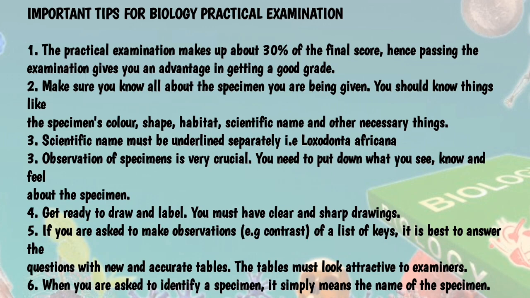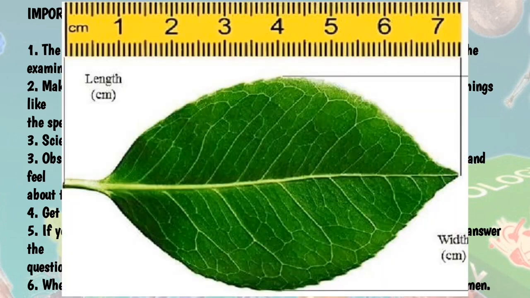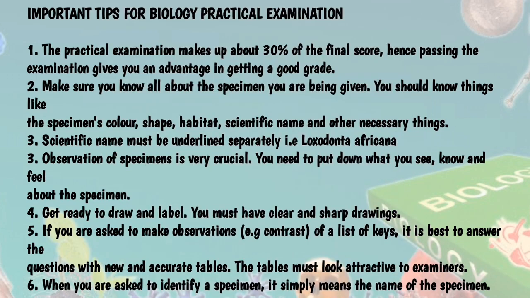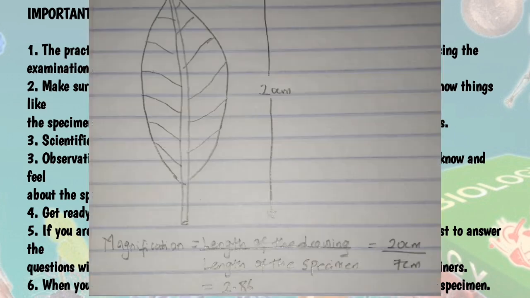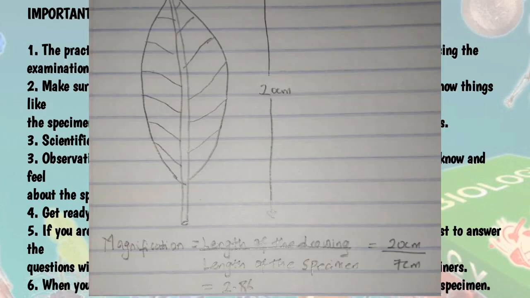So on your screen you have the real image of a leaf, then you have a drawing of a leaf. Now, what's magnification? Magnification is simply the ratio of the size of the image, or whatever you have drawn, to the size of the actual specimen. So it is the length of your drawing over the length of the actual specimen. In this case, the leaf given to us measures about 7 cm.